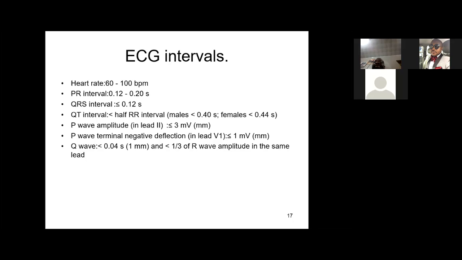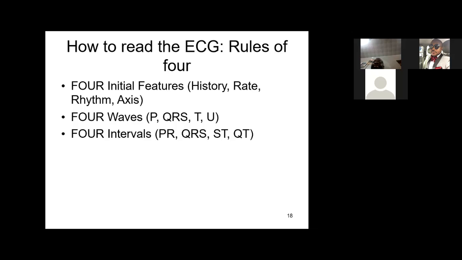The P wave amplitude in lead 2 is less than or equal to 3 millivolts or millimeters. P wave terminal negative deflection in lead V1 is less than or equal to 1 millivolt. And then the Q wave is usually less than 0.04 seconds and 1/3 of the R wave amplitude in the same lead. Now, how to read the ECG?